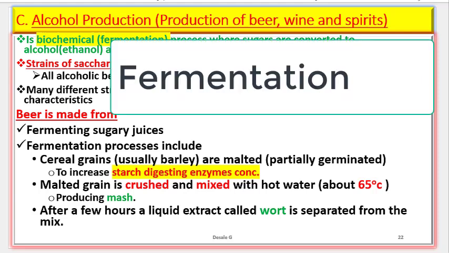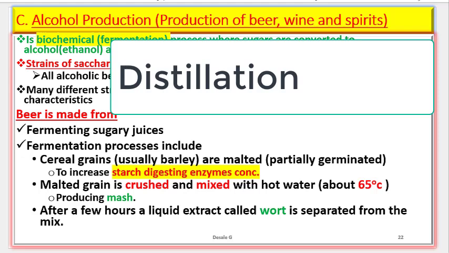The third step here is fermentation. This fermentation is a process in which mash is transferred to fermentation vessels where yeast is added. The yeast then converts the sugars into alcohol and carbon dioxide over several days or weeks, depending on the types of beverage we are going to produce.